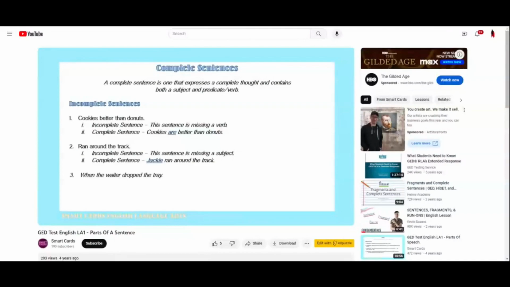When the waiter dropped the tray. This is an incomplete sentence because it does not express a complete thought. Let's complete the thought, thereby completing the sentence. When the waiter dropped the tray, the patrons cheered. This is now a complete sentence.